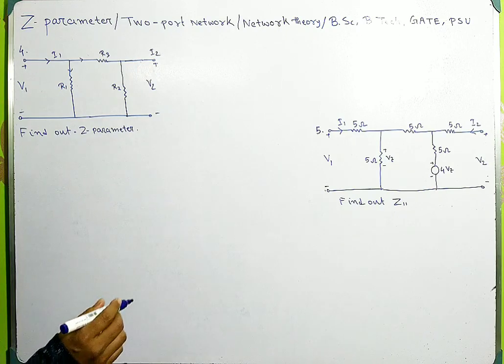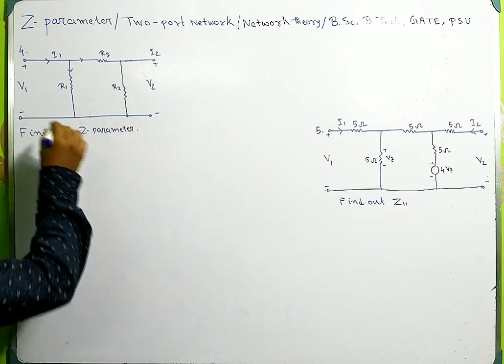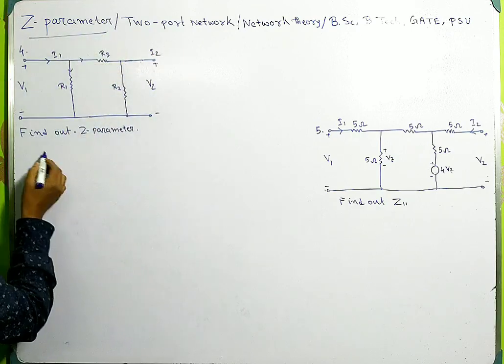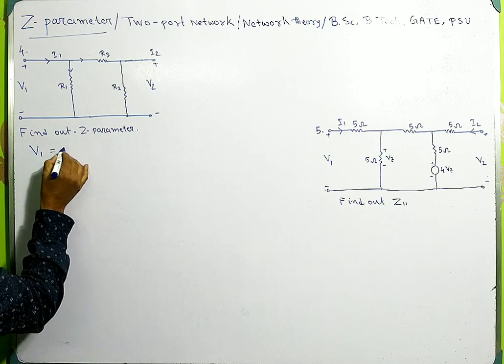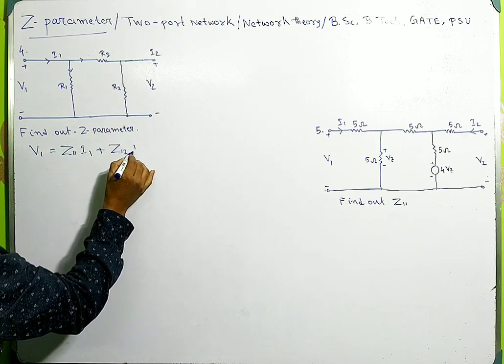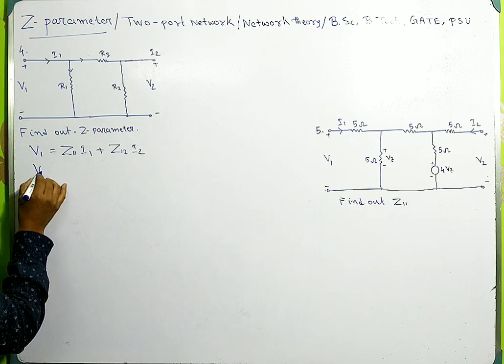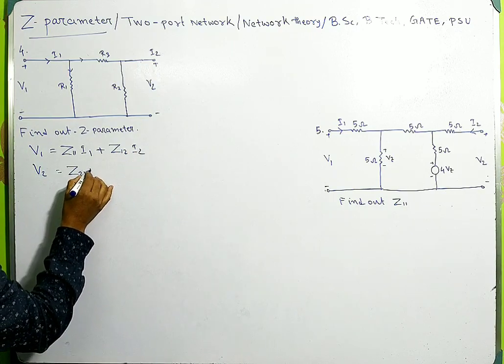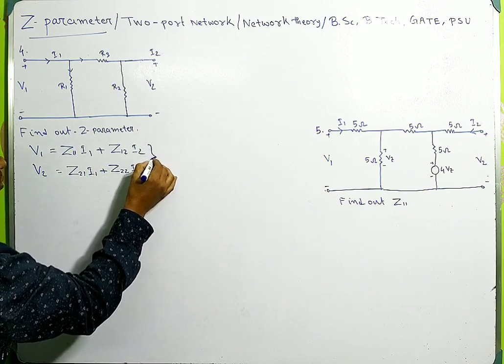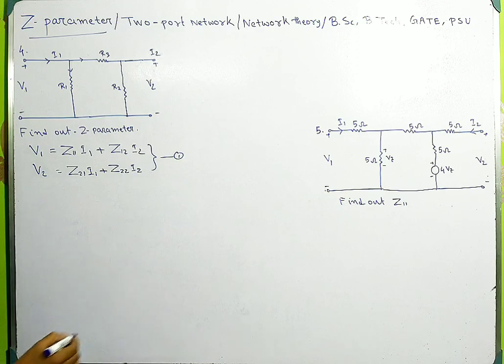First of all, the equation of V1 and V2 in terms of Z parameter can be written as V1 equals Z11 I1 plus Z12 I2, and V2 is given by Z21 I1 plus Z22 I2. So this is the pair of voltage equations V1, V2 in terms of Z parameter.